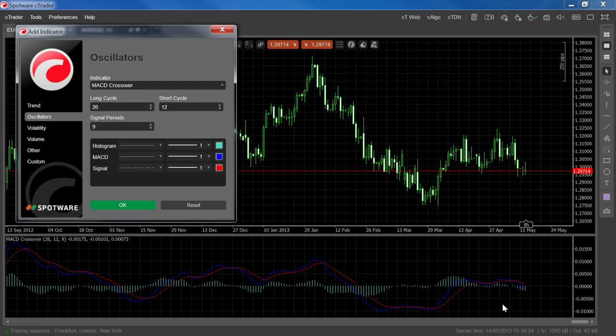The MACD line fluctuates above and below the zero level, as the difference between the long cycle and short cycle EMAs increases and decreases. When the short cycle EMA is above the long cycle, the line is above zero, and when the short cycle is below the long cycle, the line is below zero.